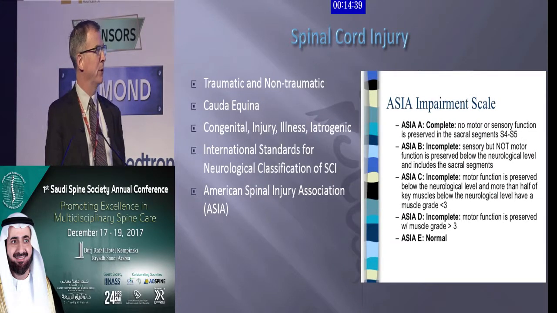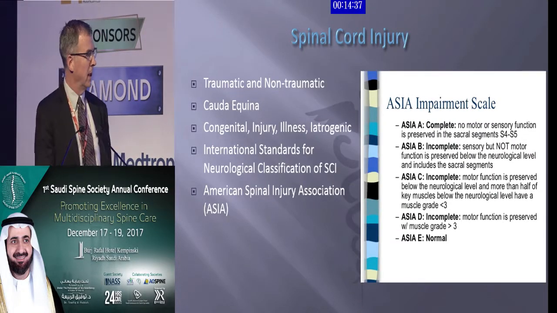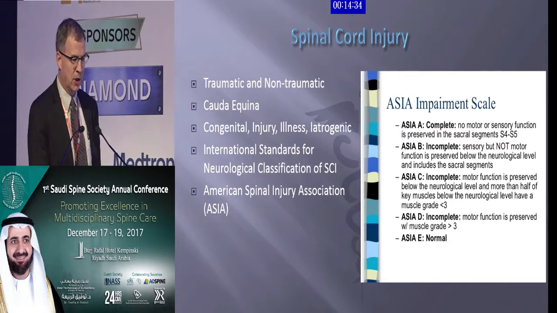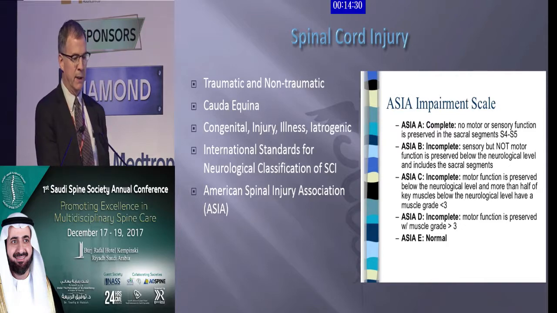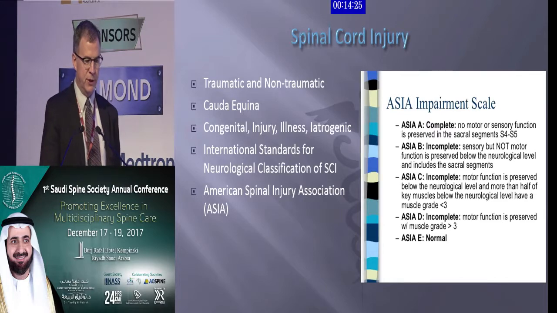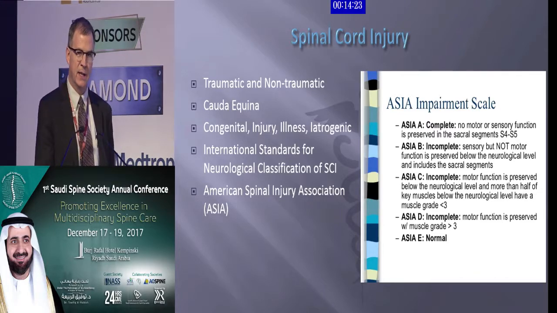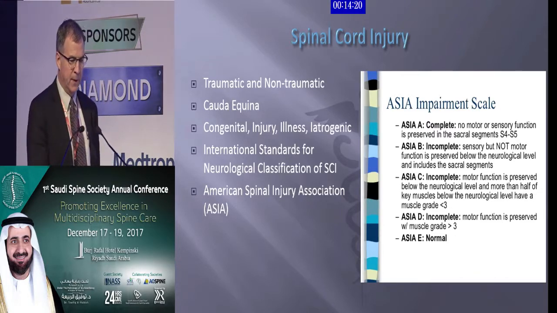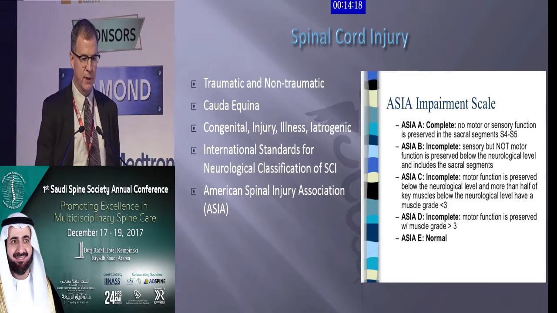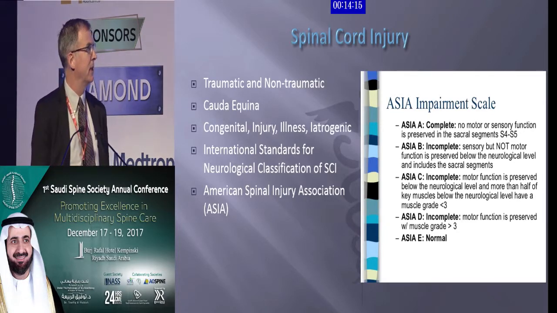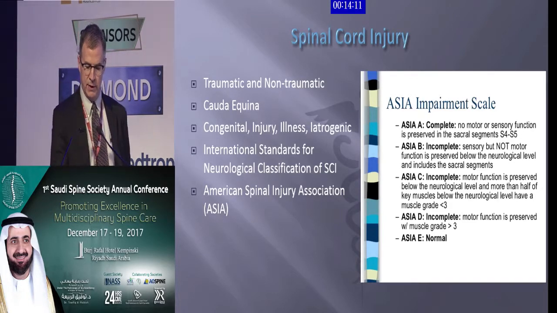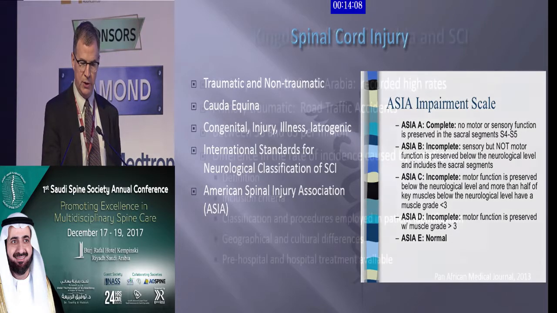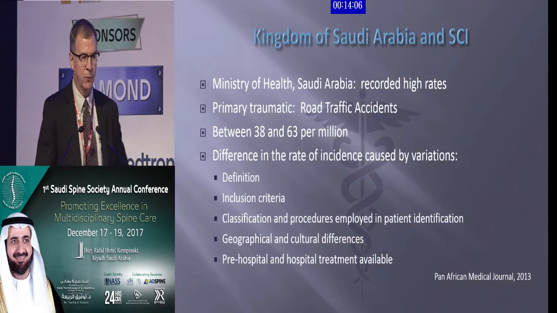And just to review, as we talk about spinal cord injury, including traumatic and non-traumatic causes and cauda equina as well. And as you know, there are many different aspects of spinal cord injury, whether it's congenital, due to illness, injury, or iatrogenic, and hopefully not too many iatrogenic spinal cord injuries. The classifications that are typically used are the International Standards for Neurological Classification of Spinal Cord Injury, as well as the ASIA scale, the American Spinal Injury Association. And we're not going to go into too much detail about the differences within those.